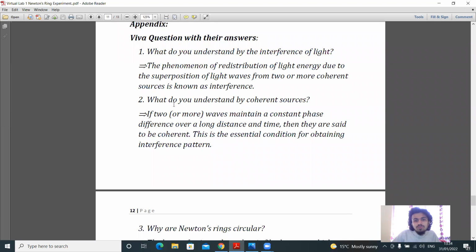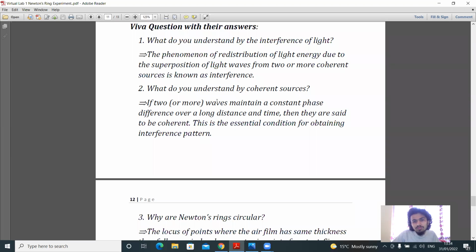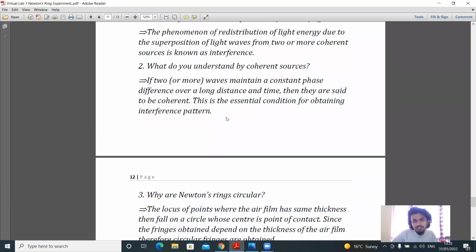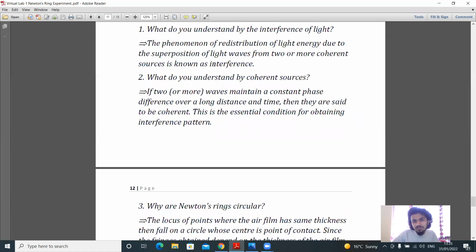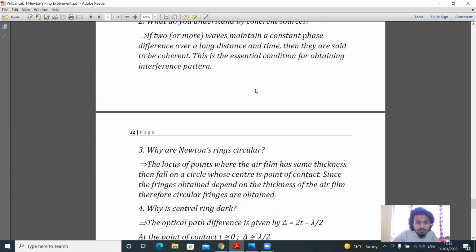Now, the second question is, what do you understand by a coherent source? If two or more waves maintain a constant phase difference over long distance and time, then they are said to be coherent. This is the essential condition for obtaining an interference pattern. In general cases, we do not see the interference pattern because the waves interacting are not coherent in nature. So to obtain the interference pattern, we need to maintain this essential condition, meaning a coherent source must be there.